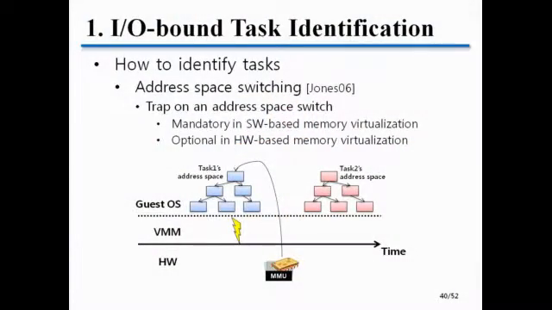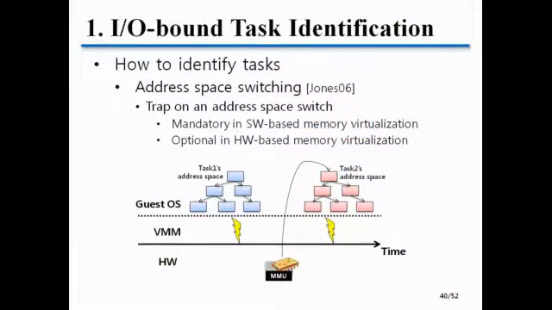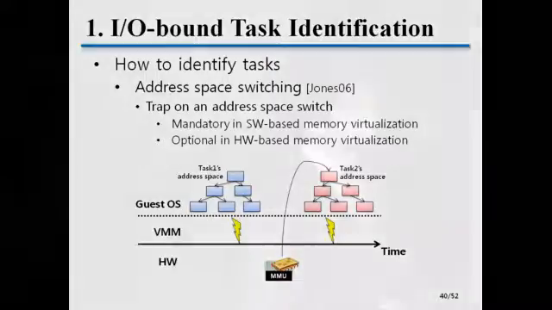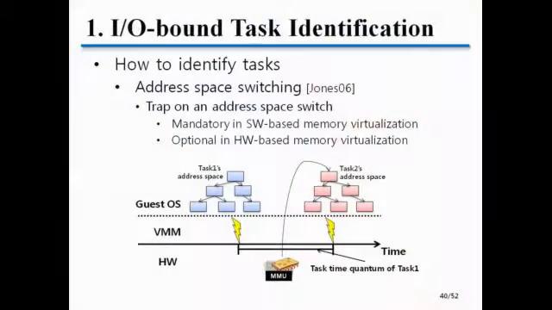proposed a task tracking technique at the VMM layer based on the fact that an address space is associated with a specific task. In this example, updating an address space generates a trap so that the VMM can identify that a task is newly scheduled. Then switching to another address space notifies the VMM of the descheduling of the previous task. Tracking these events, we can acquire the task time quantum of task 1 as a clue of the task characteristic.